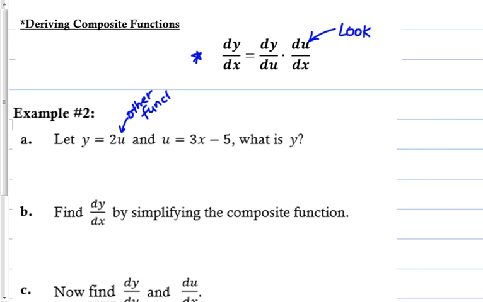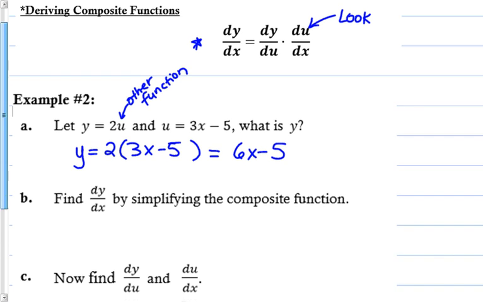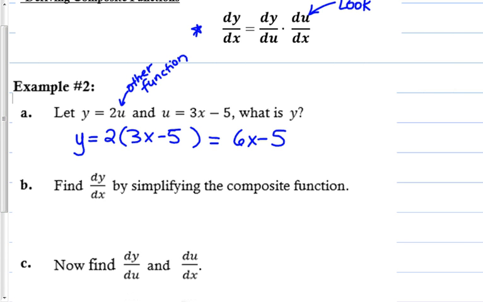And then let u equal 3x minus 5. Well, what is y? So y is equal to 2 times u, and u is 3x minus 5. So there's my function. I can simplify this. It is 6x minus 5. So y is 6x minus 5. All right, part B. It says find dy dx by simplifying the composite function. I already simplified it. No big deal. Dy dx would be the derivative.